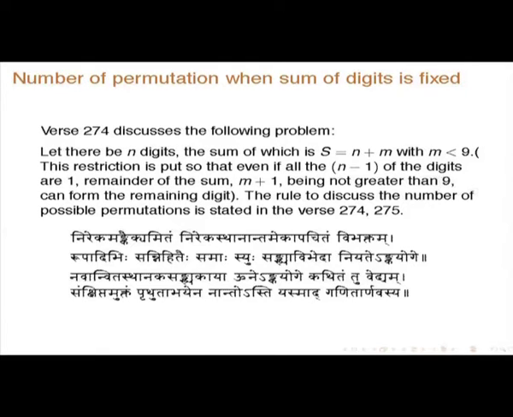Now it is a very important, very interesting problem he discusses, perhaps one of the advanced results in this work. Let there be n digits, the sum of which is s equal to n plus m, with m less than 9. This restriction we will see why it is put. Then the rule is to discuss the number of possible permutations. That is stated in verses 274, 275.